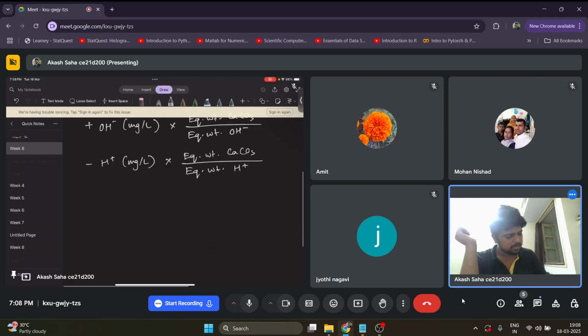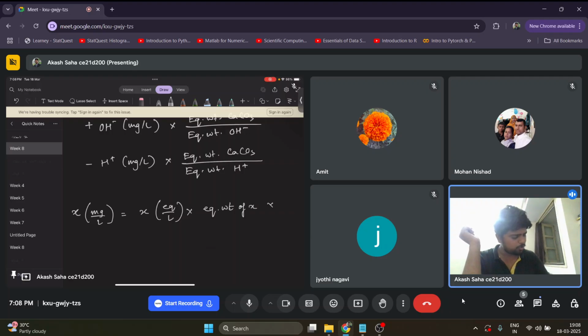Suppose anything X is there in milligram per liter, so it will be nothing but X in equivalents per liter into its equivalent weight of X into 1000. So that is how we do. If you want to find anything in milligram per liter, we just multiply the equivalents per liter into equivalent weight of X into 1000.